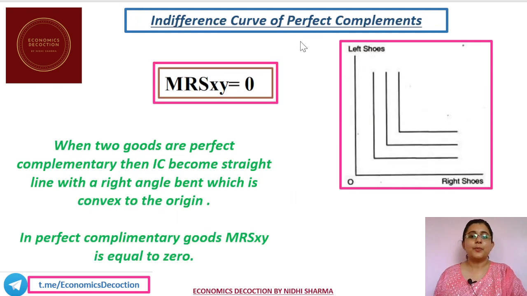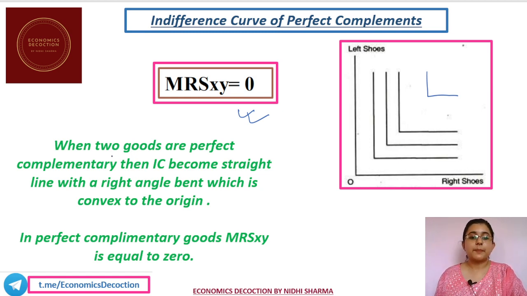Okay. Now what would be the shape of indifference curve for perfect complements? In case of perfect complements, the marginal rate of substitution would be 0, and this yields us an L-shaped indifference curve. Left shoe and right shoe both are complementary to each other. We cannot walk by wearing just one shoe. We need to wear shoes on both our feet. So that's why they are complementary goods.